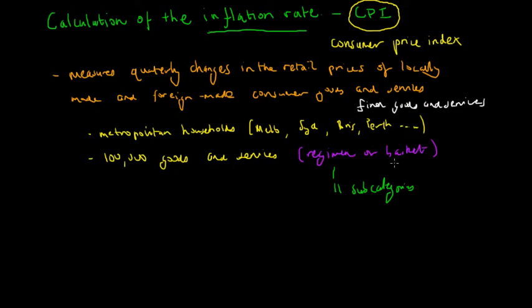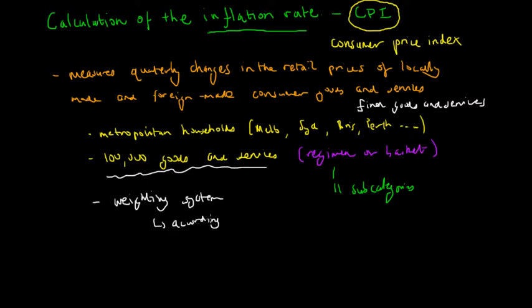And so the government uses this regimen to actually determine where prices have increased or decreased. And similarly, they must use a weighting system. So after they survey these metropolitan households and determine how much these goods and services cost, they're going to weight them according to their relative importance to households.